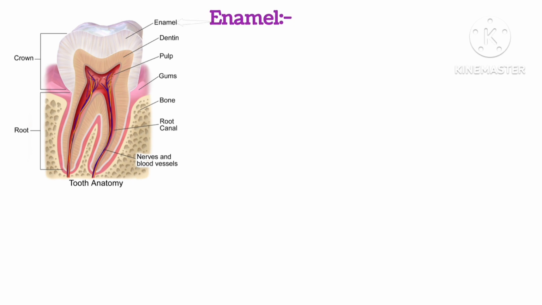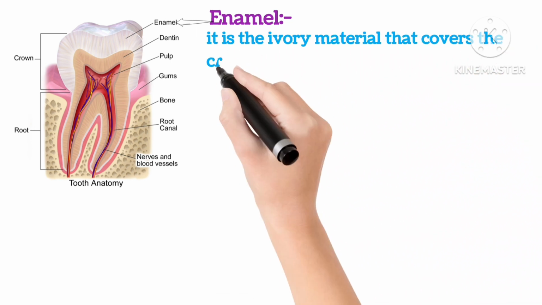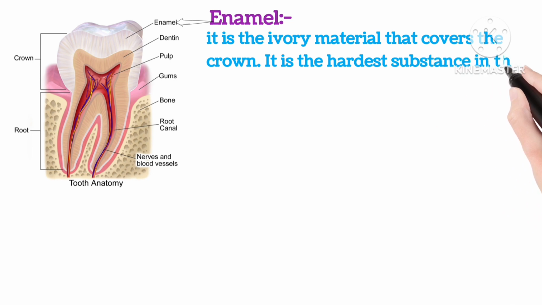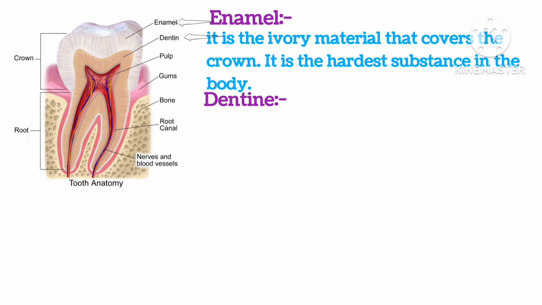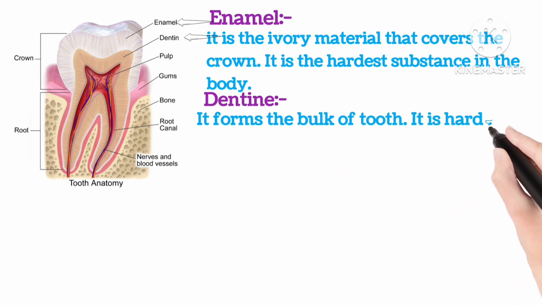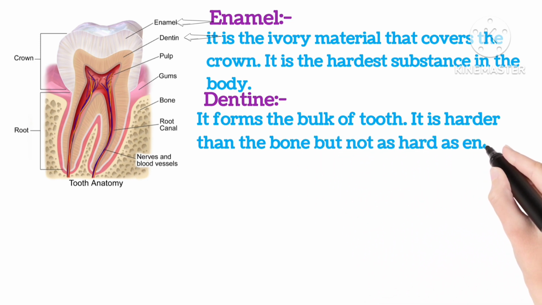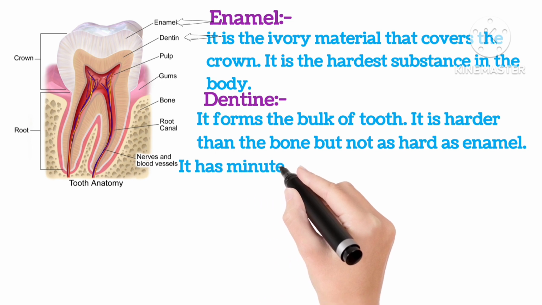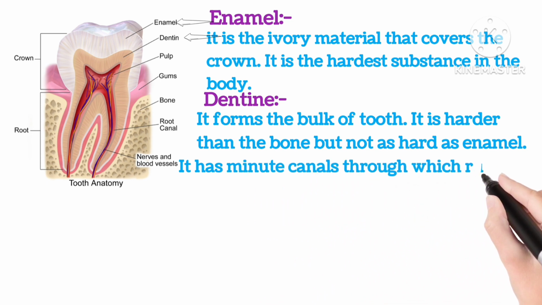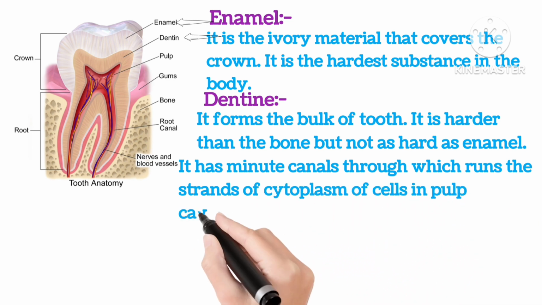Enamel. It is the ivory material that covers the crown. It is the hardest substance in the body. Then dentine is the second layer. It forms the bulk of tooth. It is harder than the bone but not as hard as enamel. It has minute canals through which runs the strands of cytoplasm of cells in the pulp cavity.